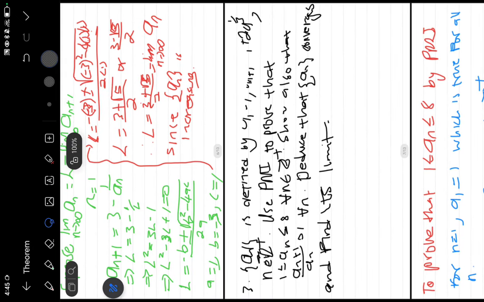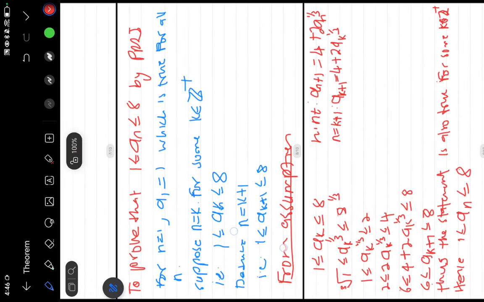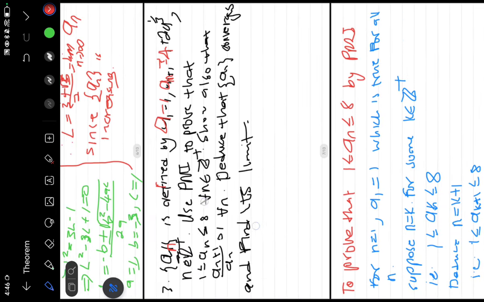So now we have this. We are given this question now. They say a of n is defined by a1 equals 1, and let me erase this question and write it. I think it should be 4. Let me check. Yeah, 4 plus this.